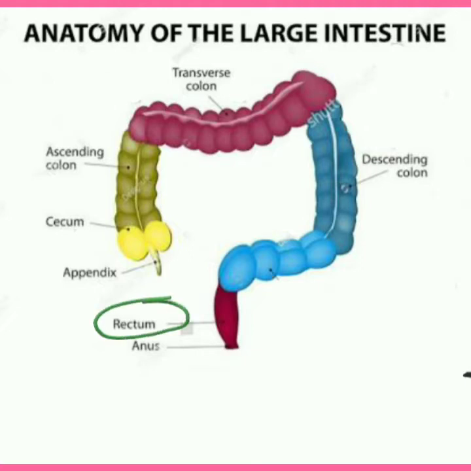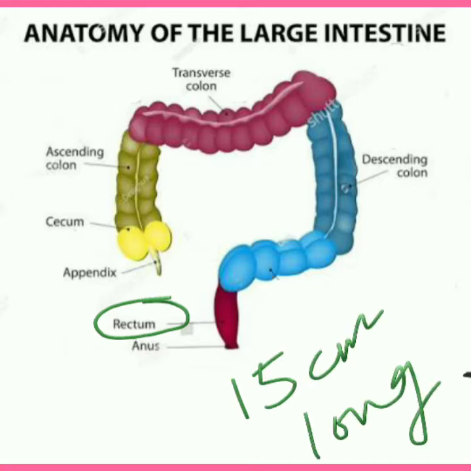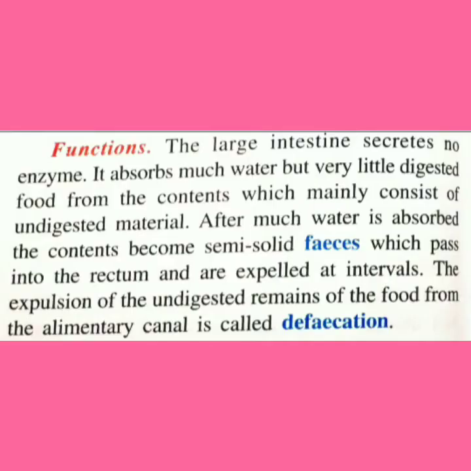So this is the last part, about 15 centimeter long, which opens at the anus. The anus has circular muscles, sphincters, to keep it closed except when passing bowels. Next is functions of large intestine.